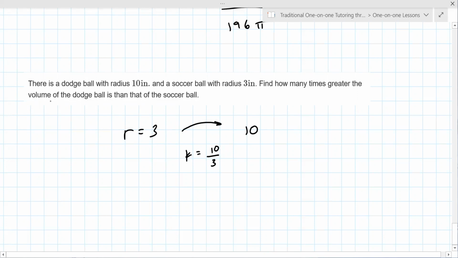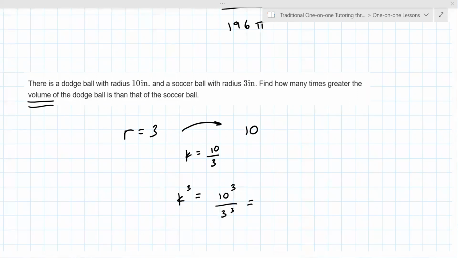Yes. Okay, and we're asking about the volume. So what do you do to the K value? You cube it. Area, you square. So it's 10 cubed over 3 cubed. So go grab your calculator and tell me what that ends up being. I get 37. Perfect.